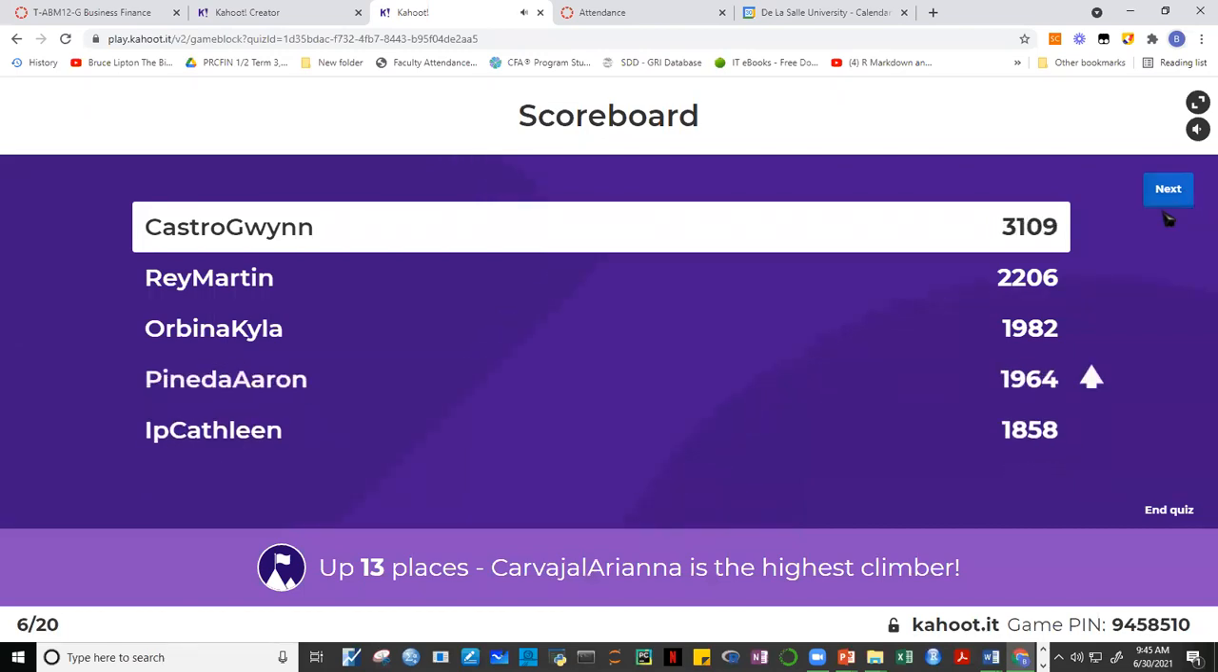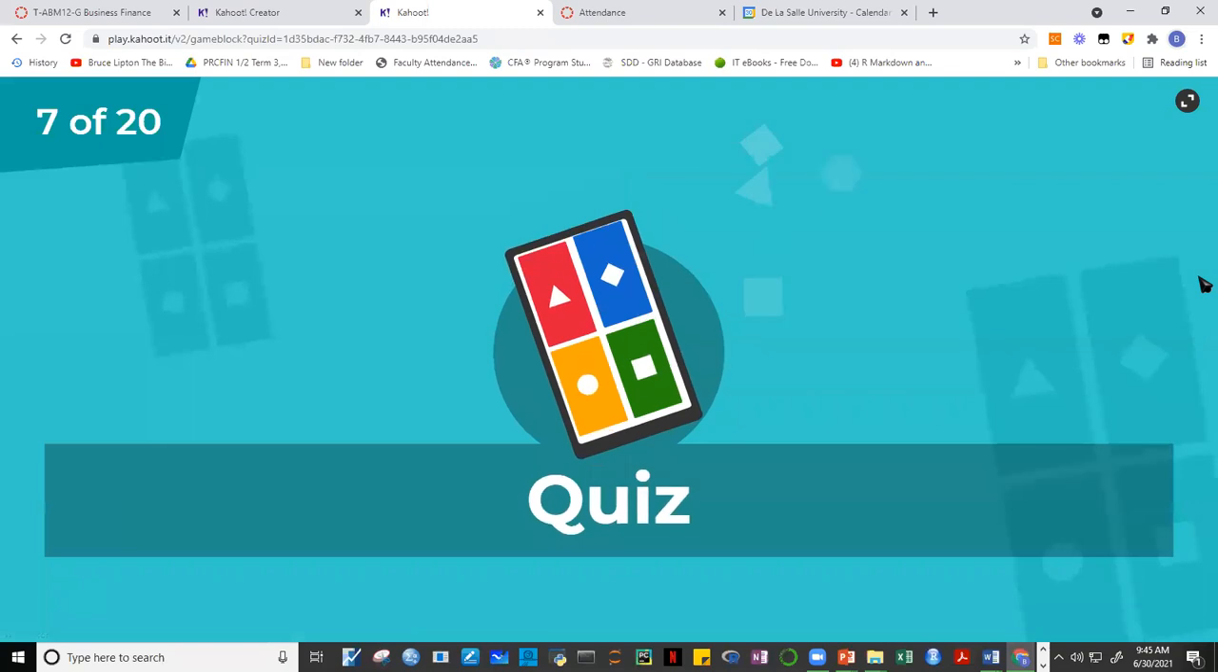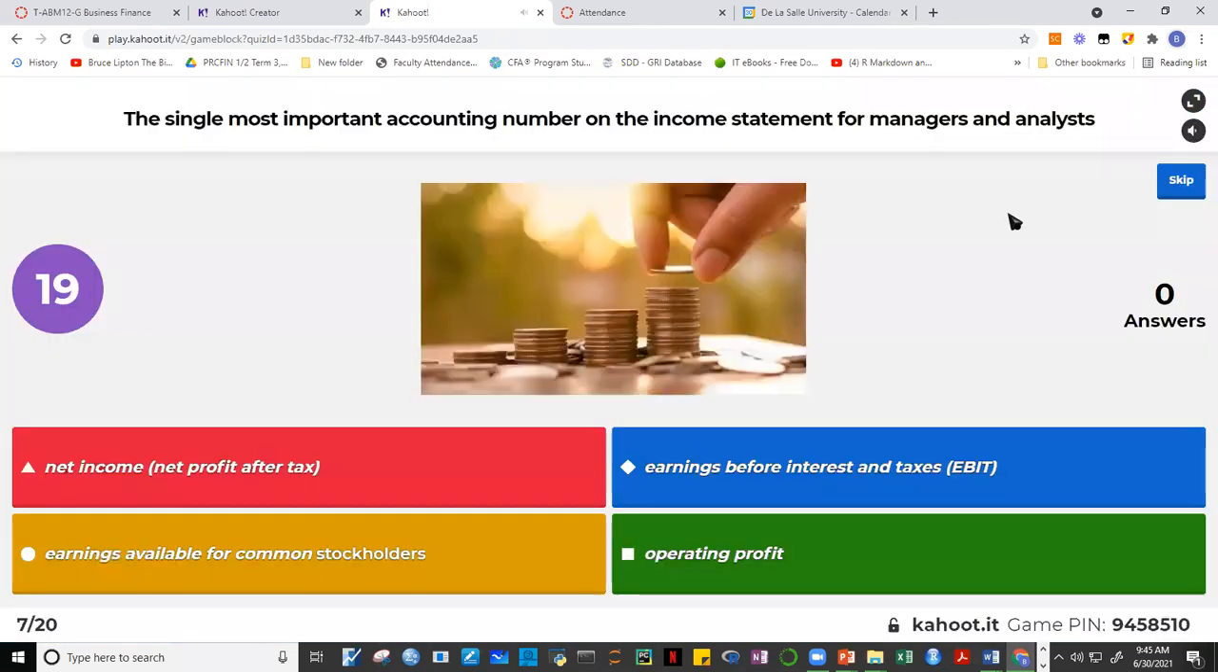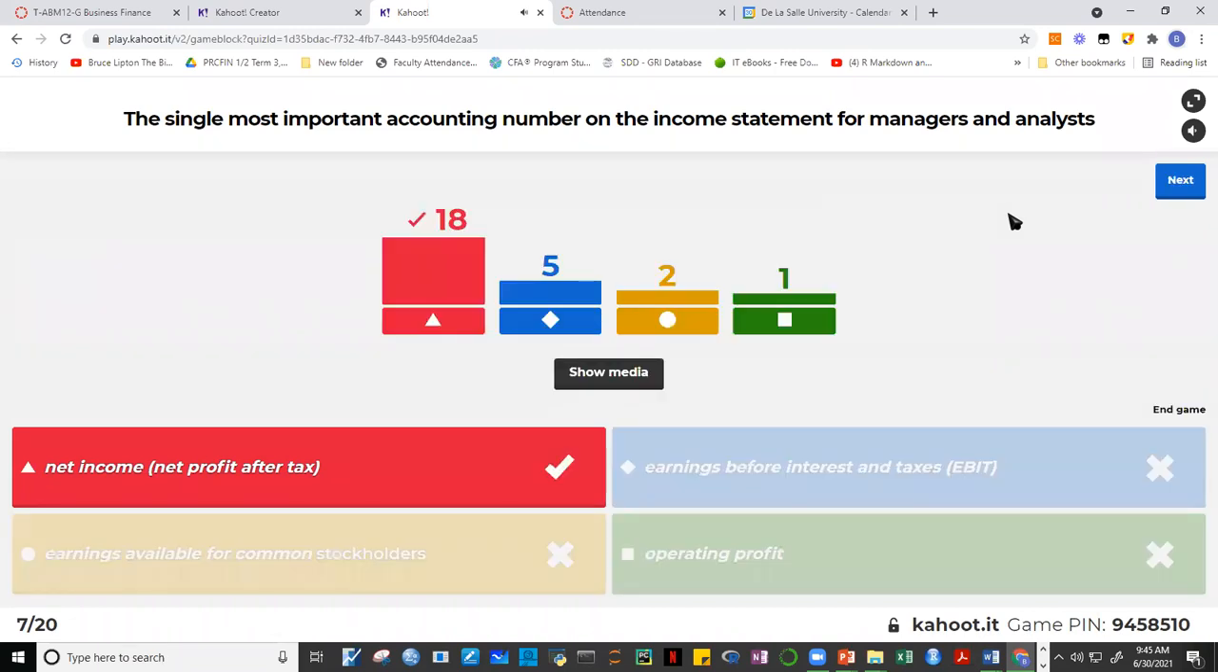So still green is in the first place. Next, guys. Most important number on the income statement. Okay, that's correct, no? 18 of you got it.